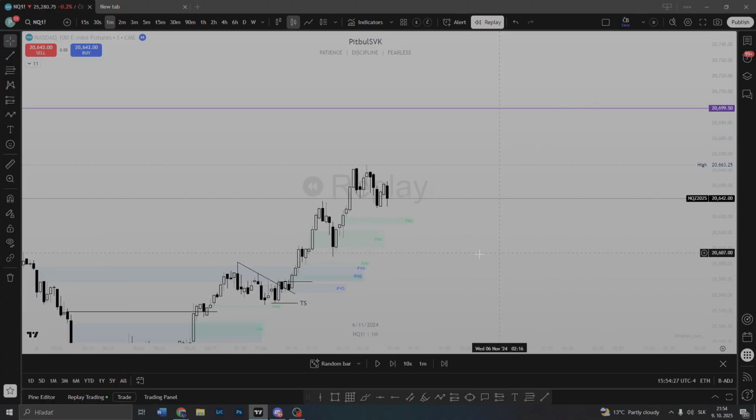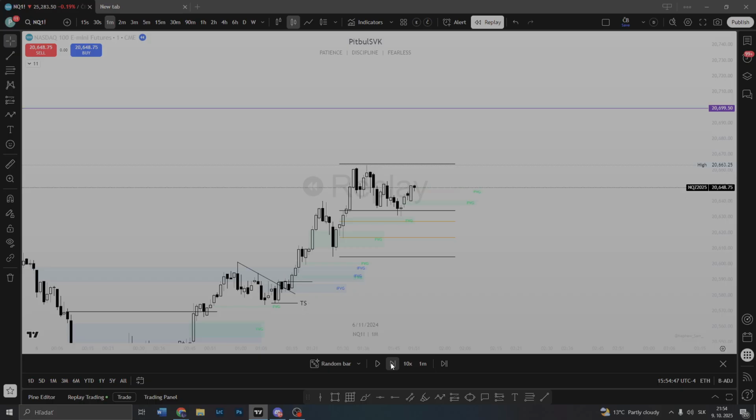Again, do we have manipulation? I don't think so. For me, we are still basically holding that 50% EQ of the range. There is nothing to be bearish about right now. We tapped 50%. Bouncing out of it, yeah.